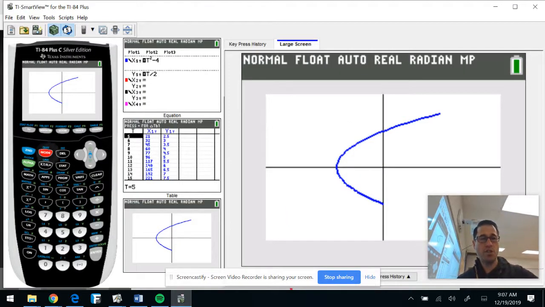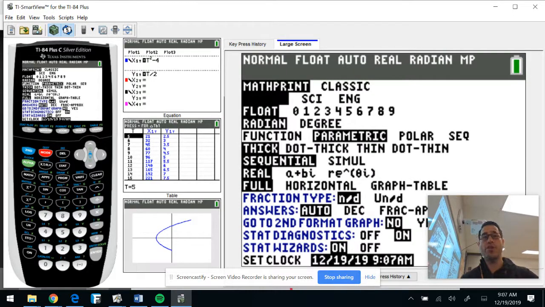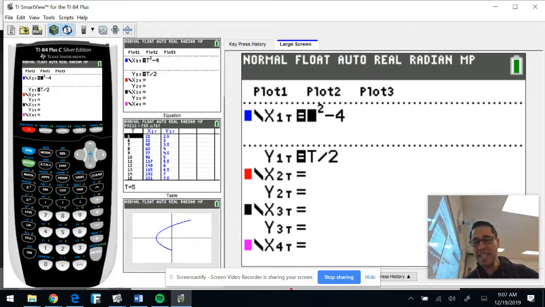And what I want you to do is go to mode. The really cool thing about going to mode here is that you notice in that 1, 2, 3, 4, 5th line, we have function, parametric. So I want you to go down here and change to parametric, because now we're going to be graphing parametrics. Now, if you change it to parametric and then you go to your y equals, look at this.